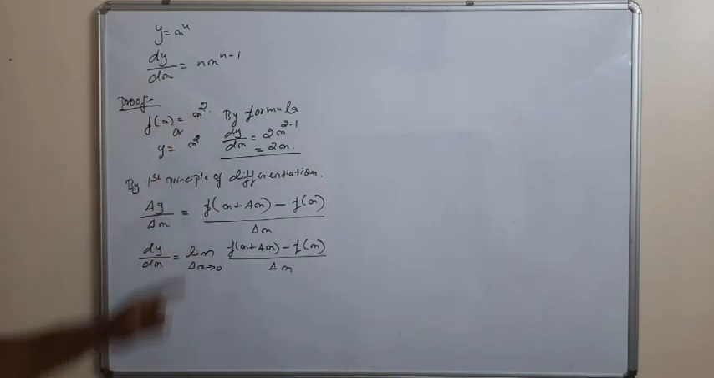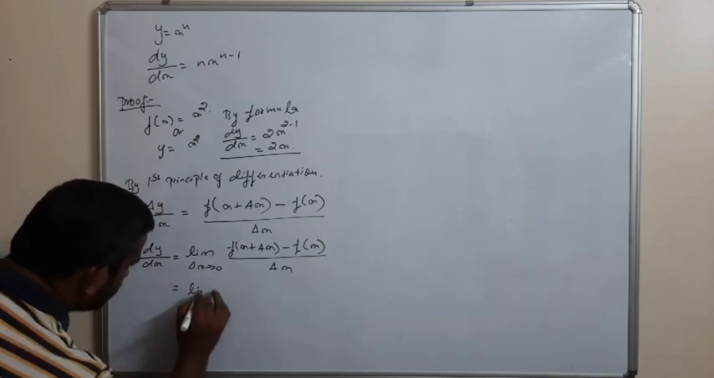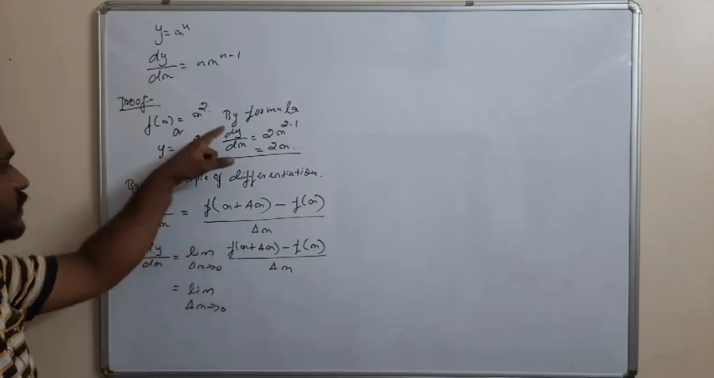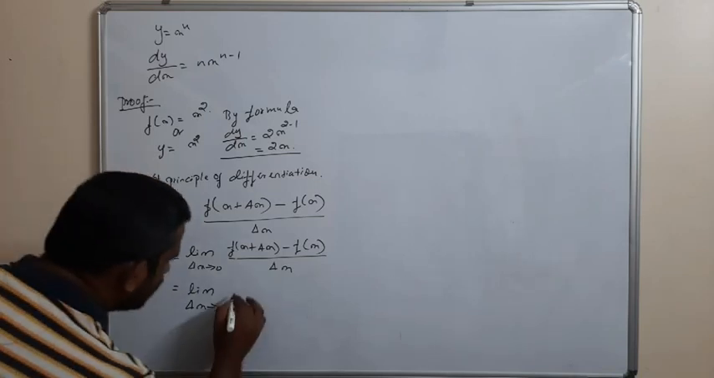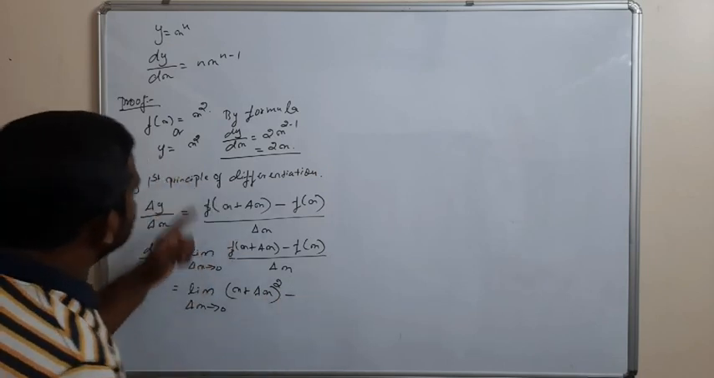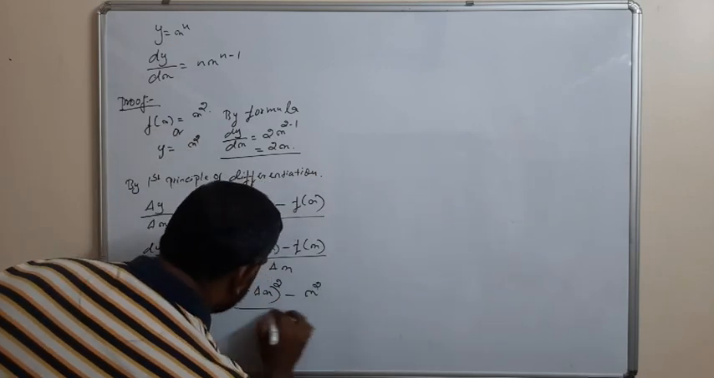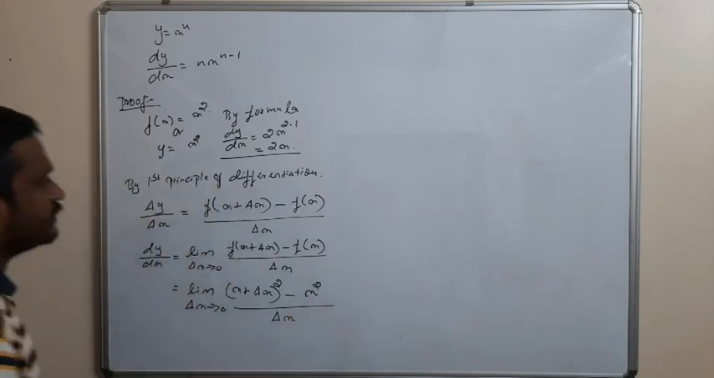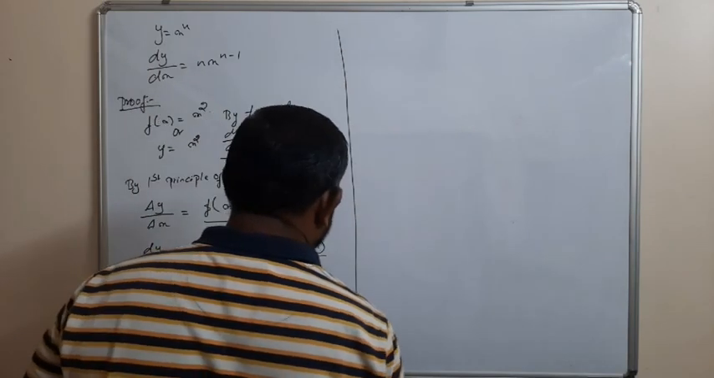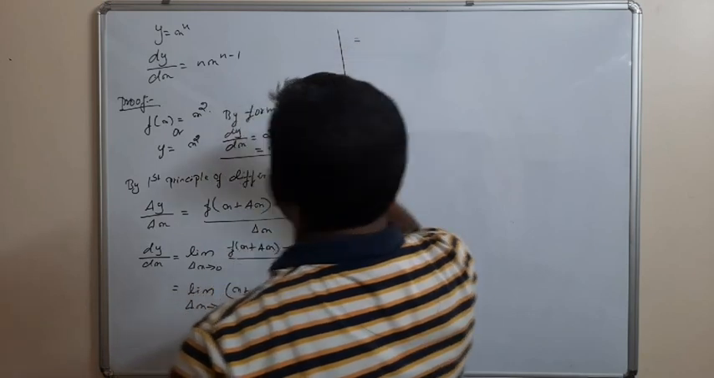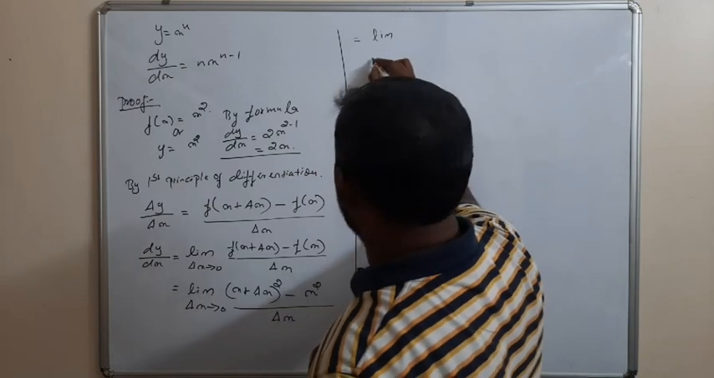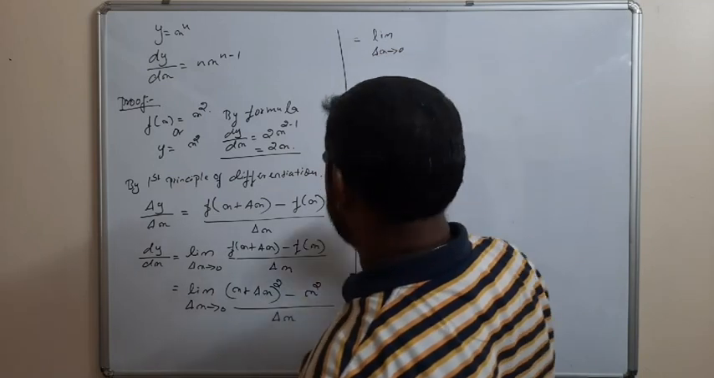So f of x equals x square. So that's equal to the limit as delta x tends to 0. f of x equals x square, so f of x plus delta x equals x plus delta x whole square, minus f of x, which is x square, divided by delta x. Okay, delta x. So that's equal to the limit as delta x tends to 0.